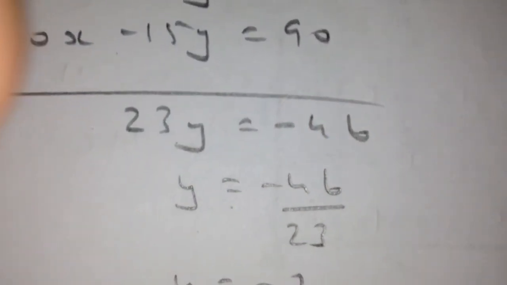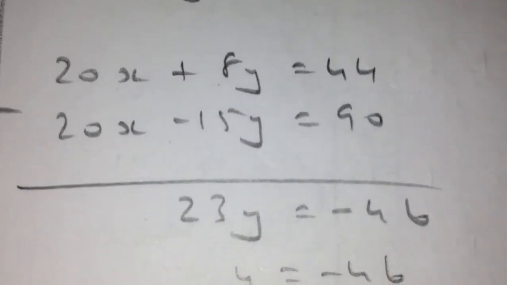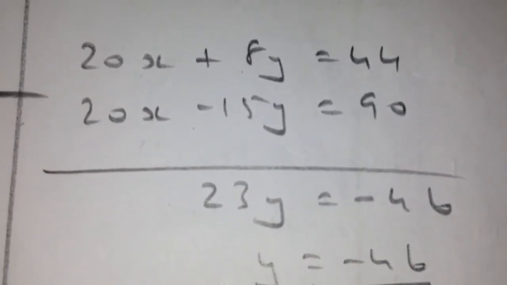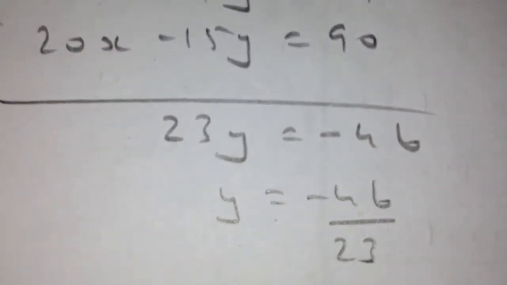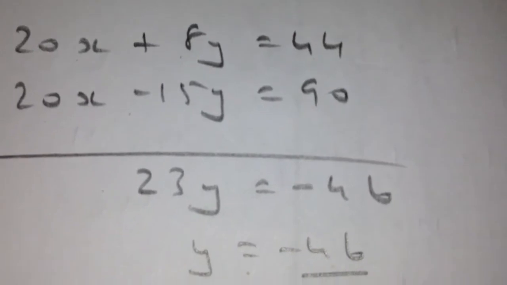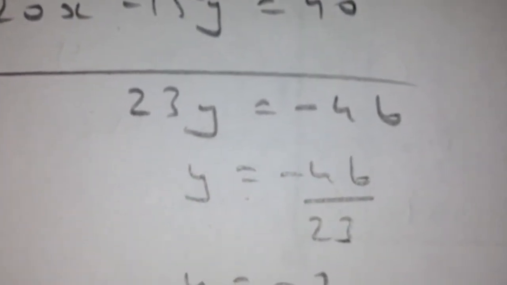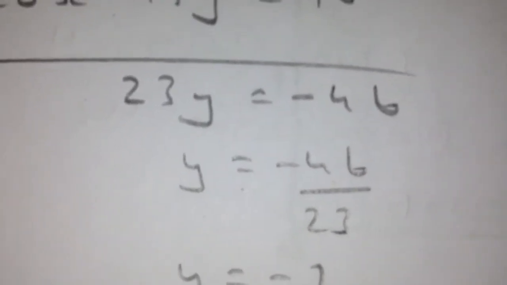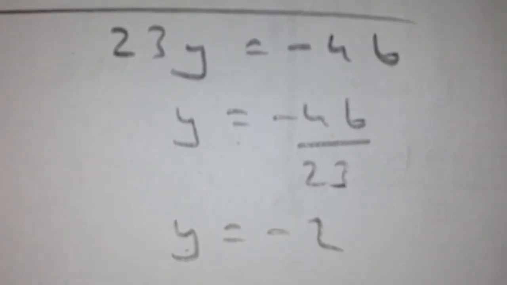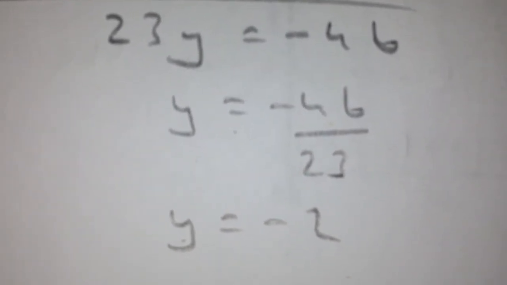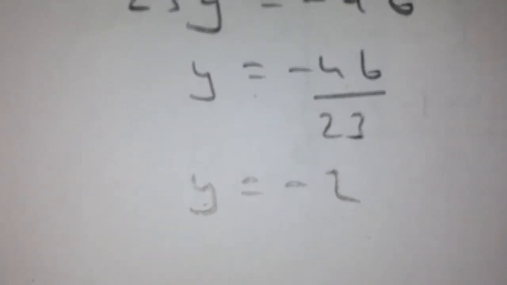So as you can see here, we're left with 8y minus minus 15y, which is going to give you a positive 23y. If you do 44 minus 90, it's going to give you minus 46. Now, once again, it's just a simple case of moving the 23 to the other side of the equation. y is going to be equal to minus 46 over 23. Therefore, minus 46 divided by 23 gives you the value of minus 2, which is our y value.